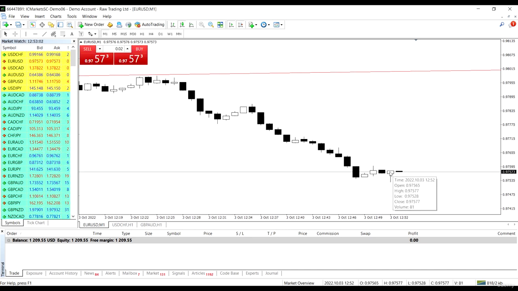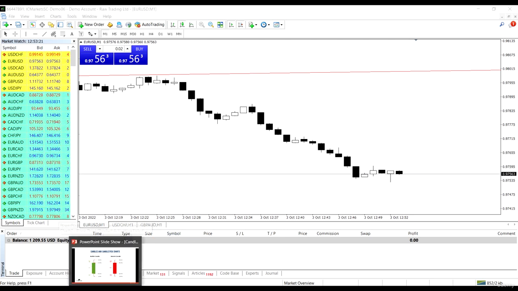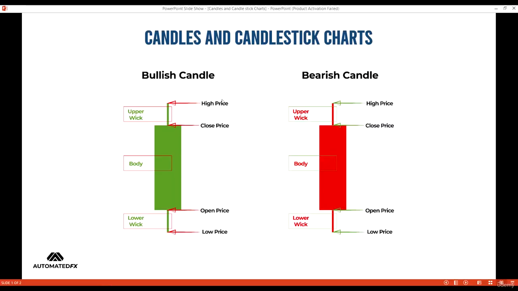And now as you can see, this one ended in favor of the buyers because it ended as a white candle. Okay, so that's the concept of candlesticks. Some will finish in favor of the buyers, which are called bullish candles, and some will finish in favor of the sellers, which are called bearish candles. Okay, so that's a basis for you. Now this is an example of a typical bullish candle, and this is an example of a typical bearish candle.